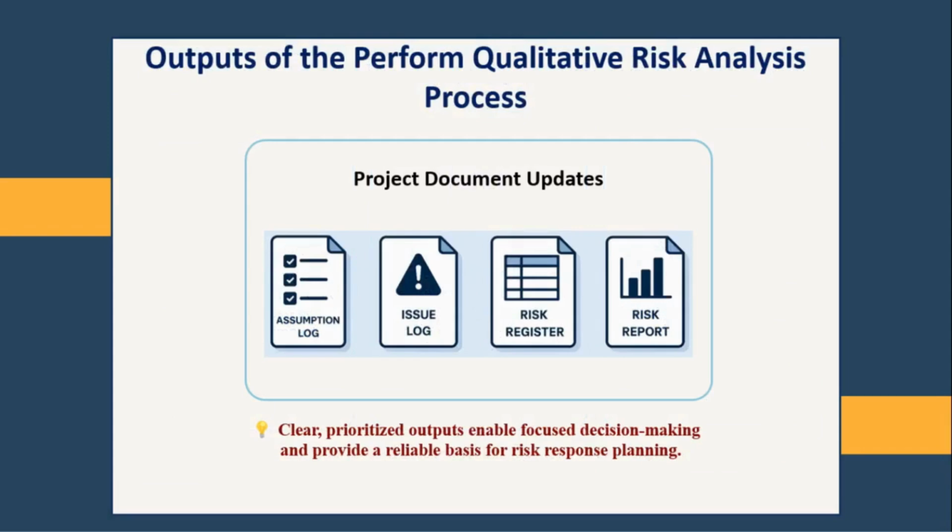The Perform Qualitative Risk Analysis process produces several outputs that guide decision-making and risk response planning. Risk register updated with qualitative assessments for each risk, including probability and impact ratings, overall risk priority, and identification of risks needing immediate attention. This helps the team focus on high-priority risks rather than all risks equally.